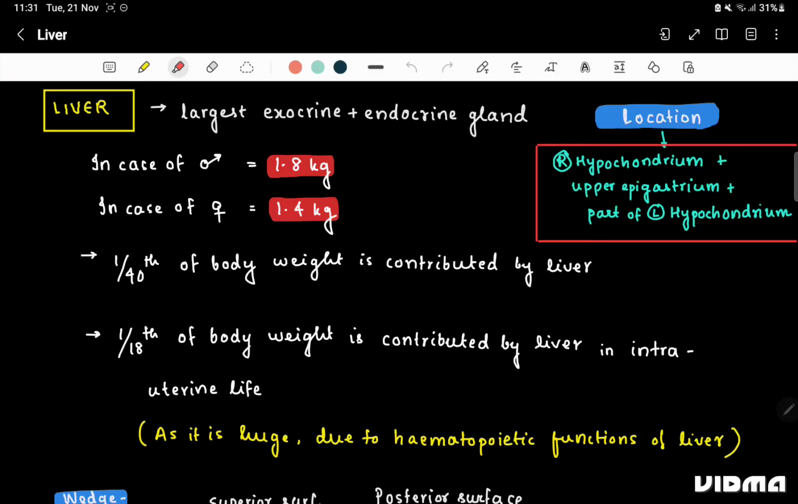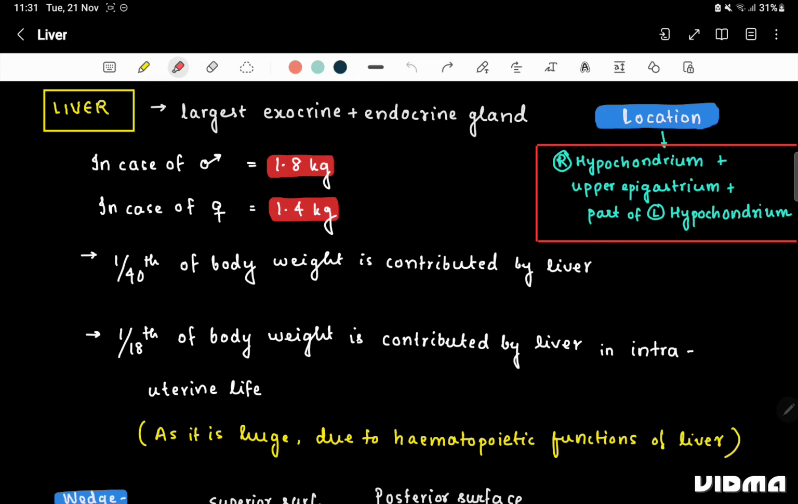So let's talk about the liver. The liver is the largest endocrine plus exocrine gland. It's a mixed gland, the mixocrine gland. Its location is the right hypochondrium, mainly the right hypochondrium, but it extends to the upper epigastrium and part of the left hypochondrium also.